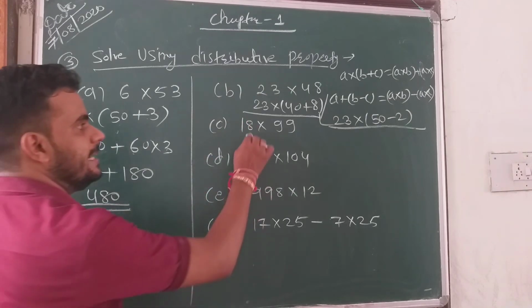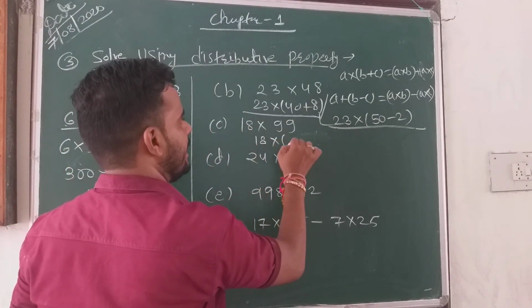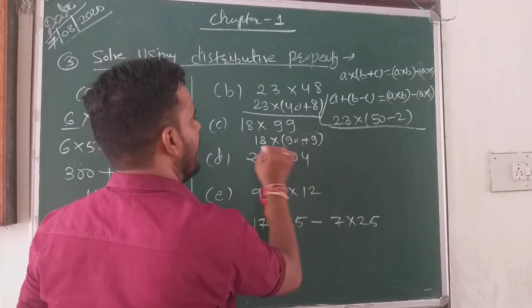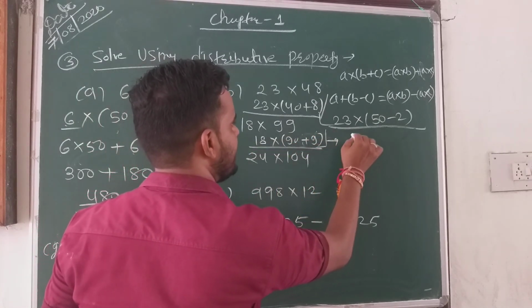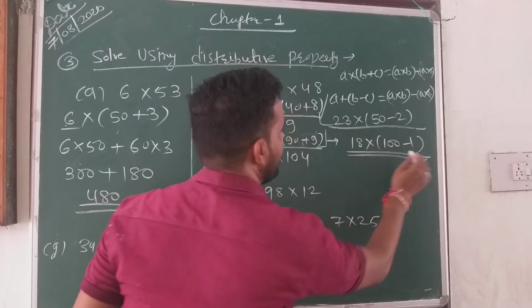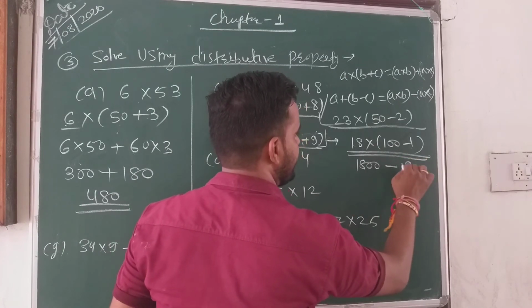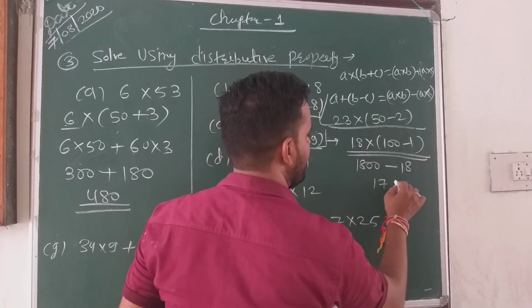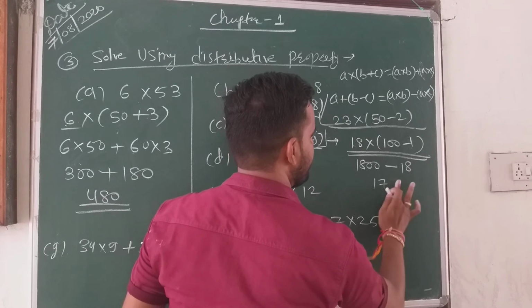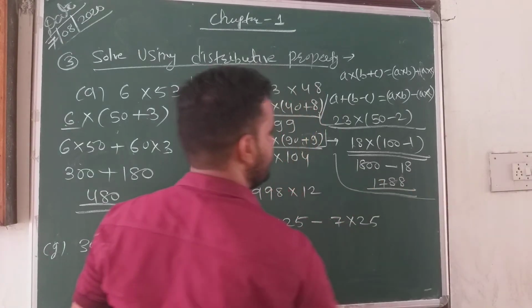So next one, 18 multiply 99. 99 you can write as 90 plus 9, and if you don't want to write like this, then 18 multiply (100 minus 1). This thing is also right. So 18 multiply 100 is 1800, and 18 multiply 1 is 18. So you subtract: 1782. This is your answer by distributive property.